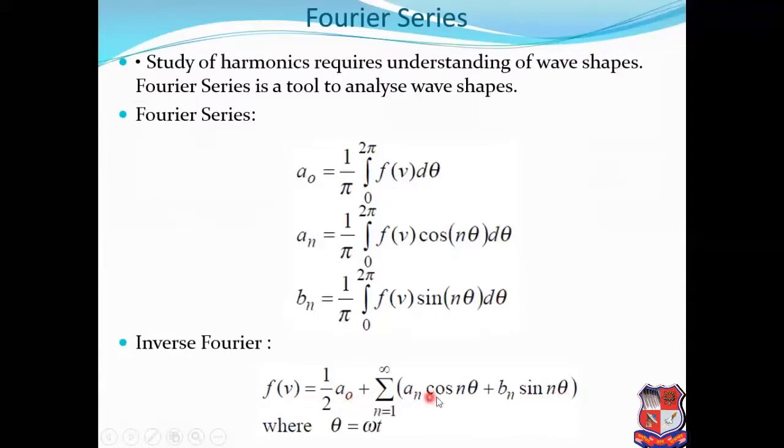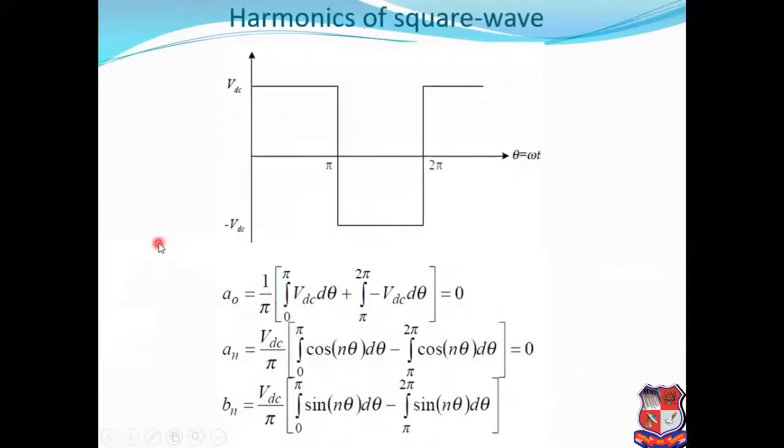So what is the value of a0, an and bn? a0 is 1 over pi integration 0 to 2 pi f of v d theta. An is 1 over pi integration 0 to 2 pi f of v cos n theta d theta. Bn is 1 over pi integration 0 to 2 pi f of v sin n theta d theta. Now, let us take one simple example, as we have seen in the half bridge inverter. Suppose our output voltage is positive VDC and negative VDC, and switch S1 turns on from 0 to pi and switch S2 turns on from pi to 2 pi. In that case, we find a0, an and bn.